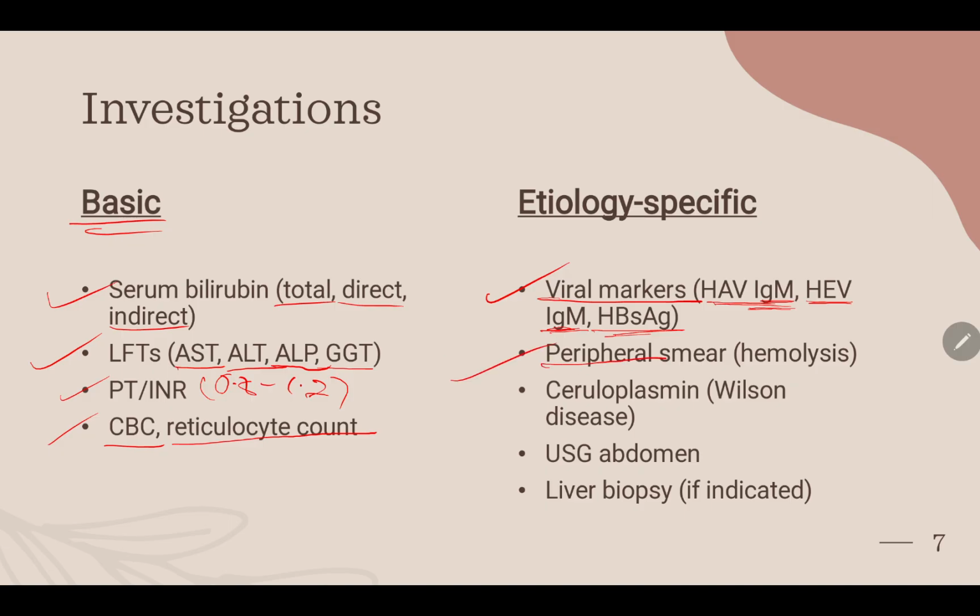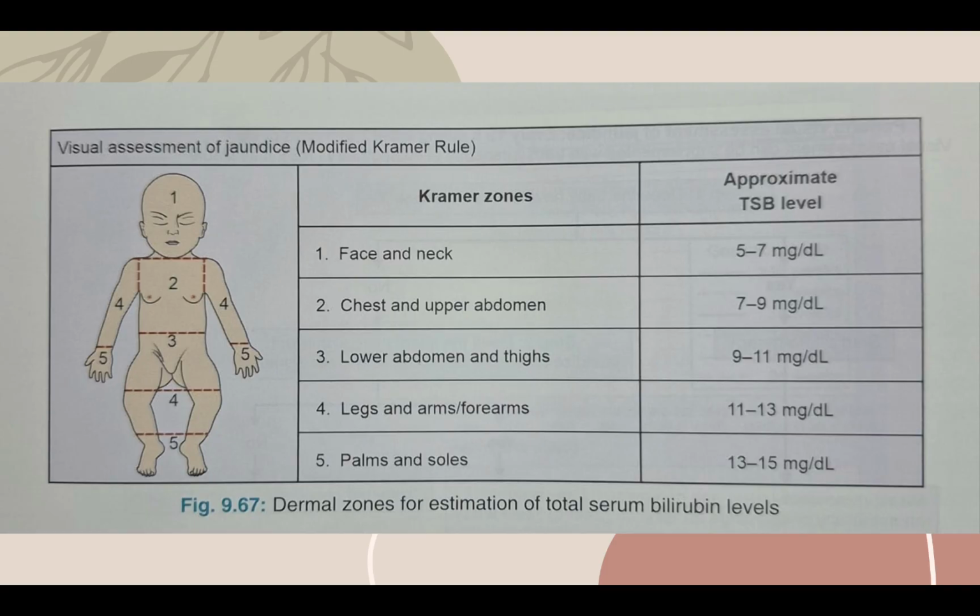Then you have to go with peripheral smear. So you can see hemolysis, breakdown of RBCs on peripheral smear. Then ceruloplasmin level. Serum ceruloplasmin level indicates copper toxicity. So that is a major diagnostic criterion for Wilson's disease. Then definitely USG abdomen to check if any liver pathology is there, or any gallbladder stones or cholestasis, cholelithiasis. Then liver biopsy if indicated, because it is not a primary thing. If nothing shows up, then you have to go for liver biopsy.